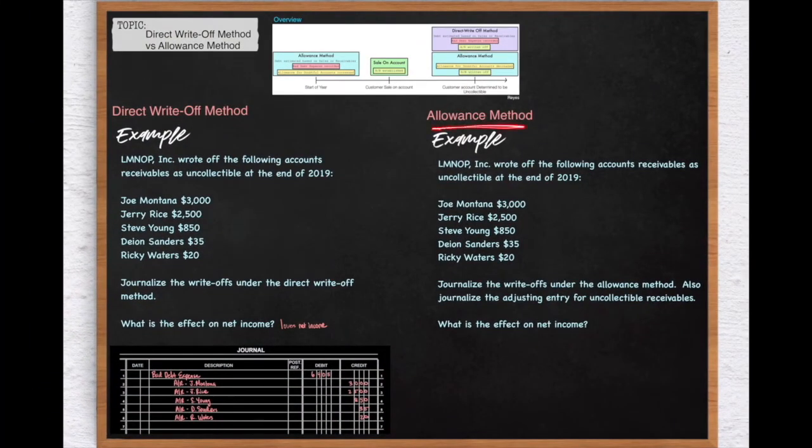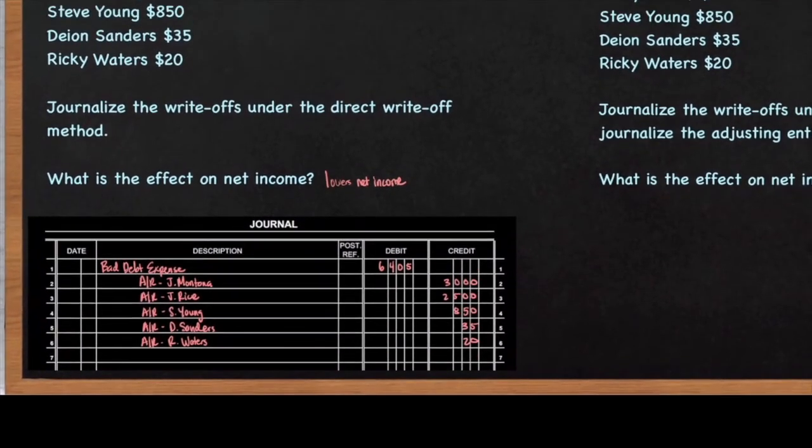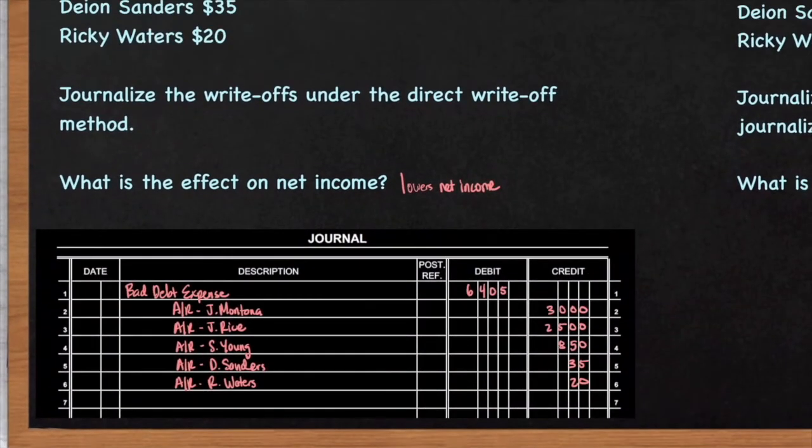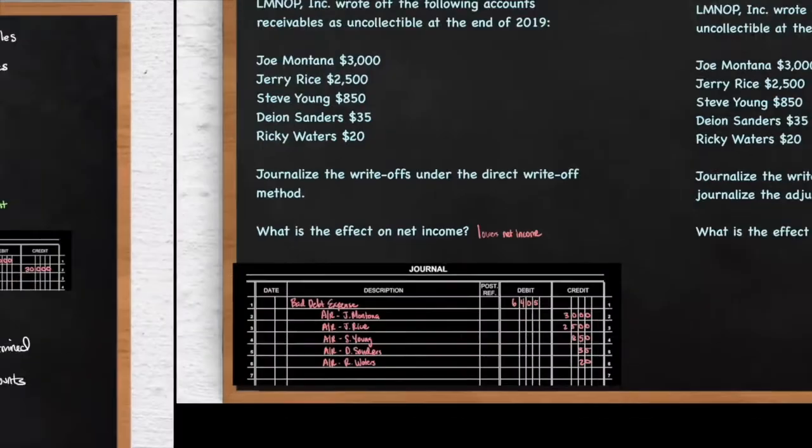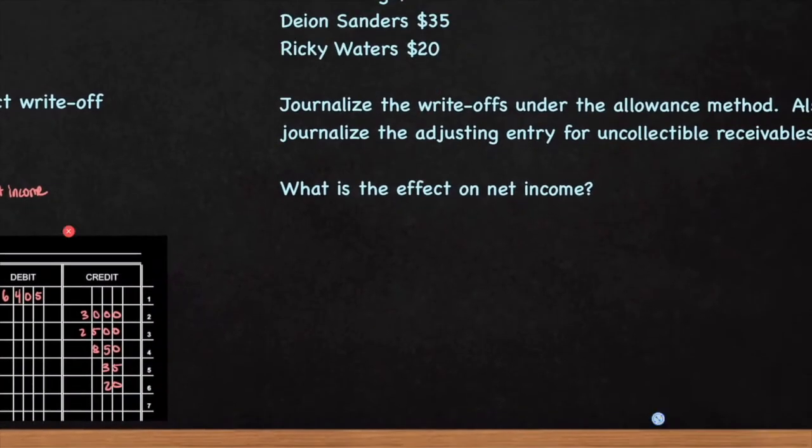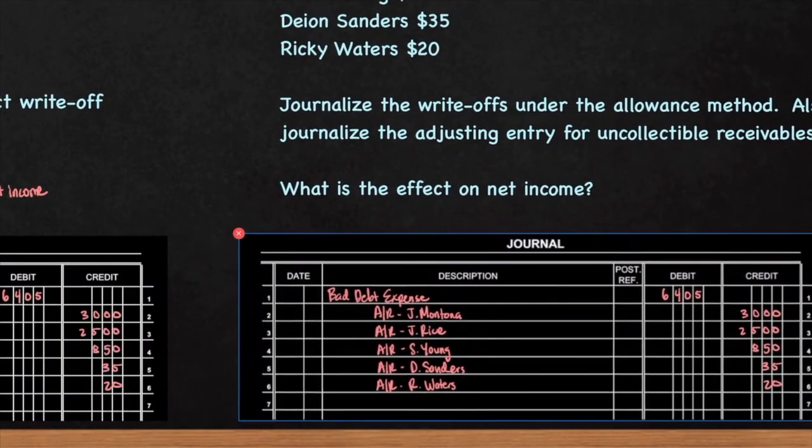All right, in comparison, let's do the allowance method. The allowance method, it's the exact same example with the exact same customers and the same amounts that are overdue and that cannot be collected. So what I'm going to do here is I'm going to just copy the journal entry and paste it on the other side since it's the exact same problem. Let me just copy the journal entry and then I'll paste it on the other side. And there it is.